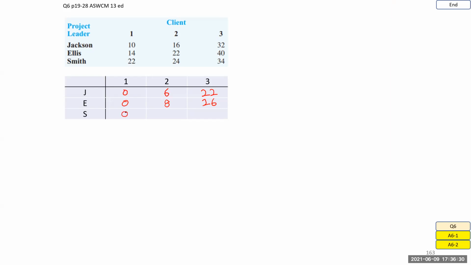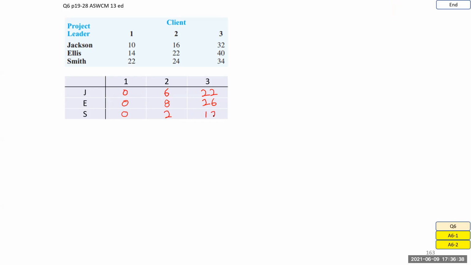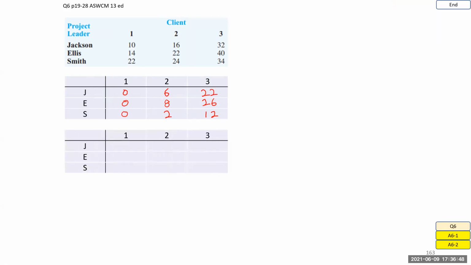22. And then 2. And then here 12. So we are done with row operations. Okay, let's draw this one, another one. We are going to do column operations.